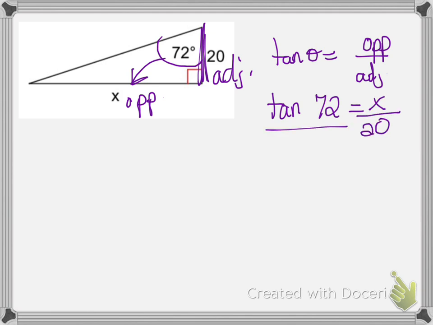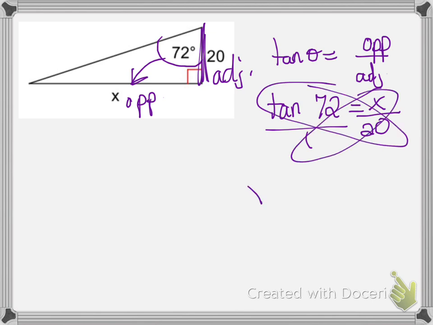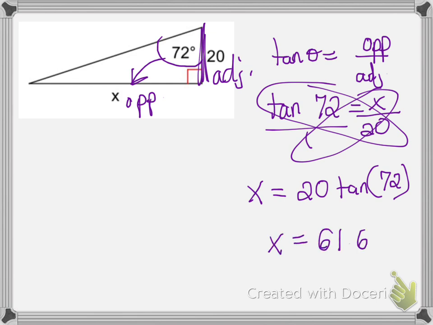So then I'll put that over 1, cross multiply. x times 1 gives me x. 20 times tangent of 72. Go straight to my calculator. I'll type in exactly what I wrote down. 20 times tangent of 72. And then when I press enter, it's going to give me 61.6. And that's it.